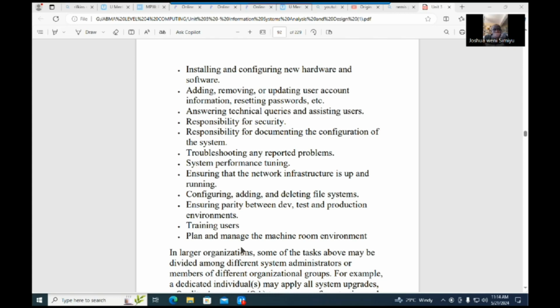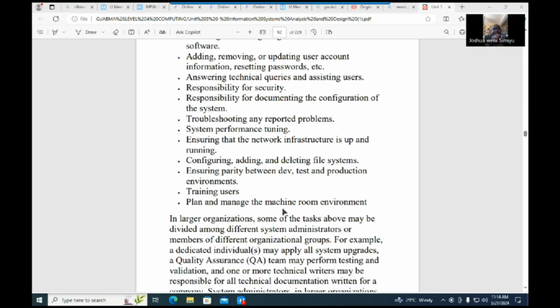Again, the administrator is going to answer technical questions, and is also going to assist users. Of course, not every time, but when needed. He's going to answer technical questions. He's going to assist users when needed. Then he is also responsible for security.